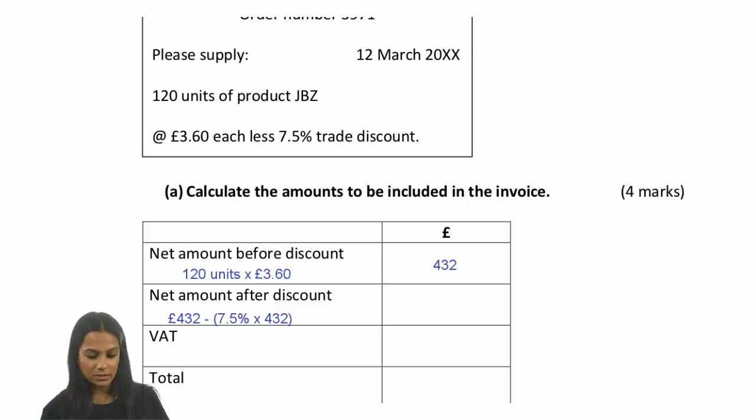Okay, so anyways, back to what I was saying. 7.5% of 432, that's going to be £32.40. So 432 take away that discount gives me a net amount of 399.60. Okay, so let me just type my answer then. 399.60. Okay, that is the net amount after deducting discount.